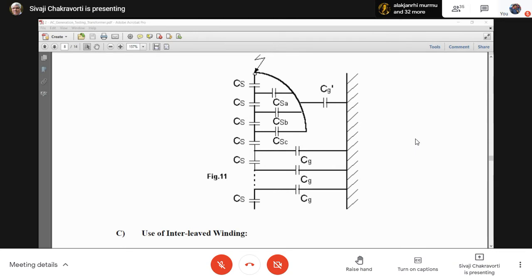Sir, sir. Yes, yes, tell me. Sir, how does this shield linearize the potential distribution?